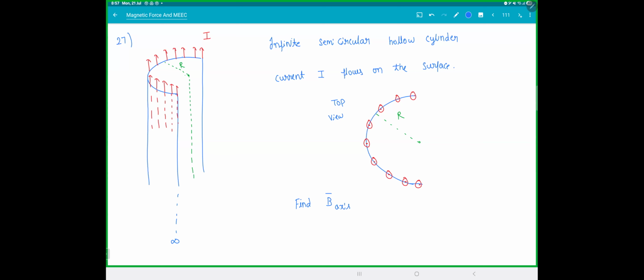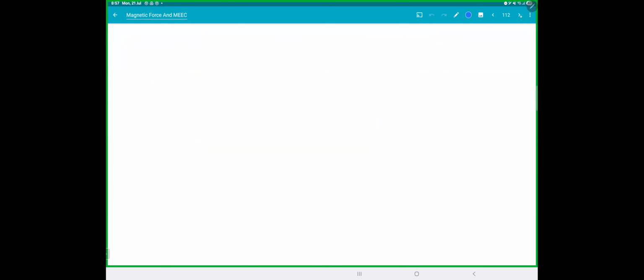I pi square R. Looks right. Let's see. Right, Niharika. Let's see whether you got it.